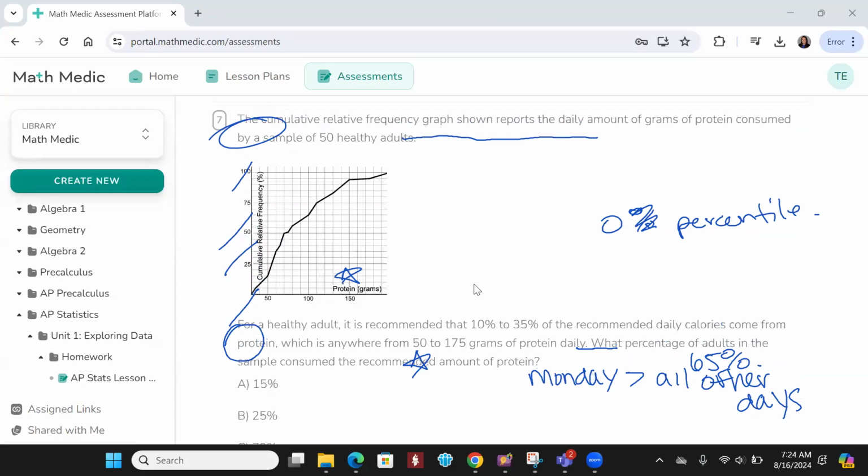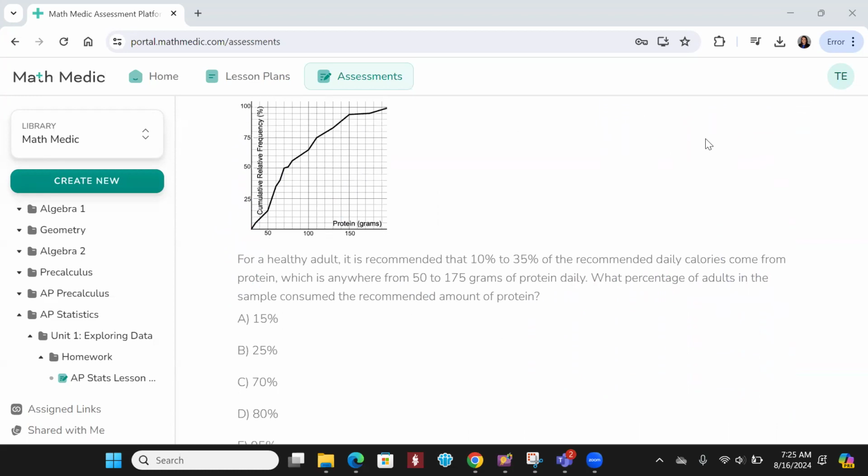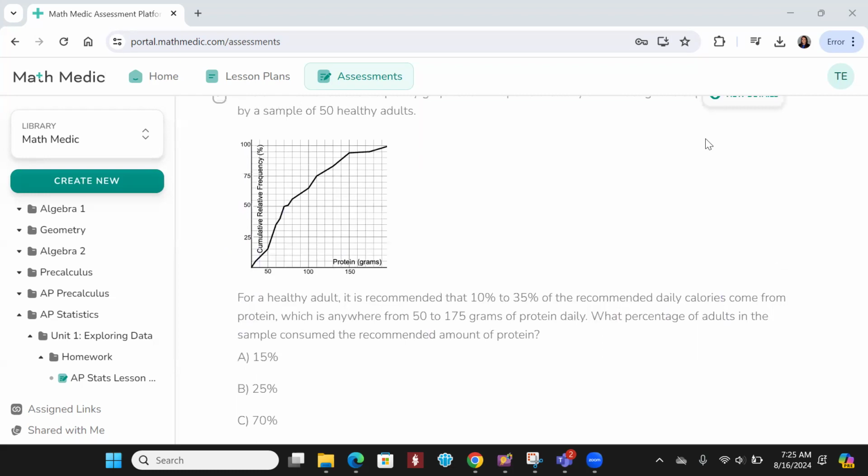The cumulative relative frequency graph shown reports the daily amount of grams of protein consumed by a sample of 50 healthy adults. For a healthy adult, it is recommended that 10% to 35% of the recommended daily calories come from protein, which is anywhere from 50 to 175 grams of protein daily. What percentage of adults in the sample consumed the recommended amount of protein? Say it again. D. How do we get that?